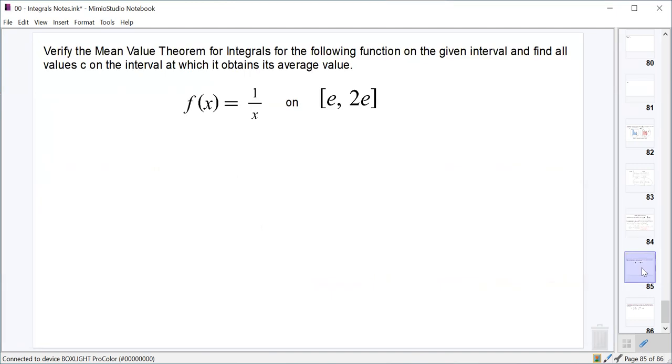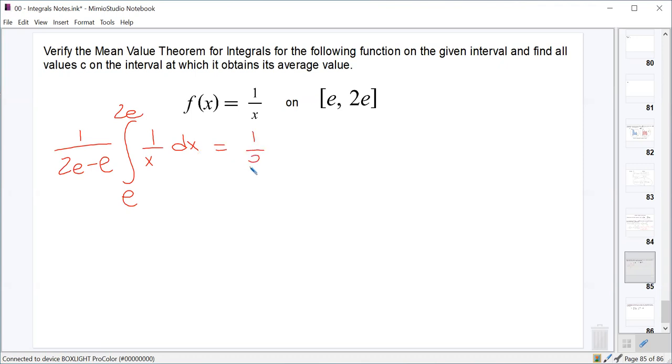We'll take a look at another quick one here. We're going to verify the mean value theorem for integrals for 1 over x on the interval e to 2e, and then we'll find all the values c on that interval where it hits that average value. So first off, we'll just need to set up our mean value theorem expression, which is 1 over b minus a, so 1 over 2e minus e, times the integral from e to 2e of 1 over x dx. And of course, 2e minus 1e is just going to be e.